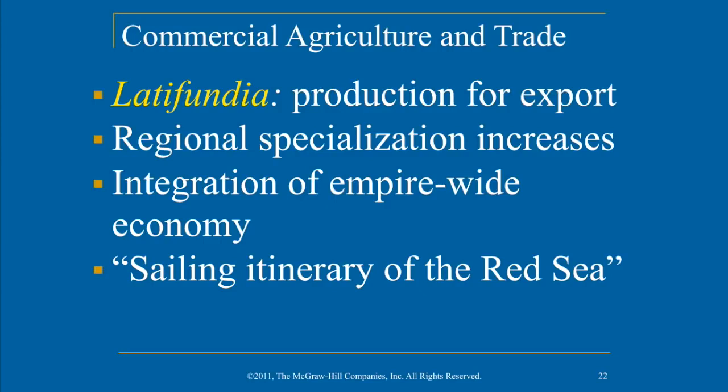And this production for export allows for regional specialization. That's that whole like Greece making olives and Spain making wheat and all that stuff. And this integration of an empire-wide economy gives jobs to lots of people all over the empire. We know from this famous primary source document called the Sailing Itinerary of the Red Sea that they were traveling from as far as Asia Minor, like Turkey, all the way to Spain, and they're just bringing goods all over the place, transporting things, trading from one end to the other.